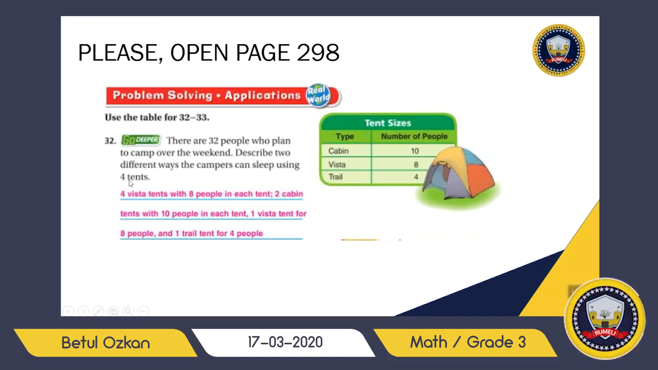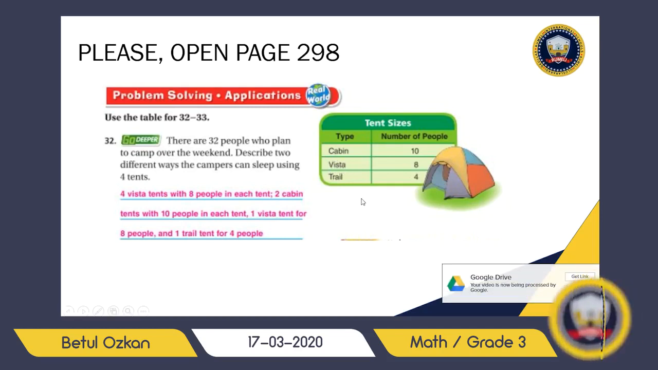So, first of all, let's start with division. If I divide 32 by 4, I'll get 8. 8 represents the number of people in each tent. So, check my table. Which one includes 8 people? Perfect. Vista. So they can have 4 vista tents, right?